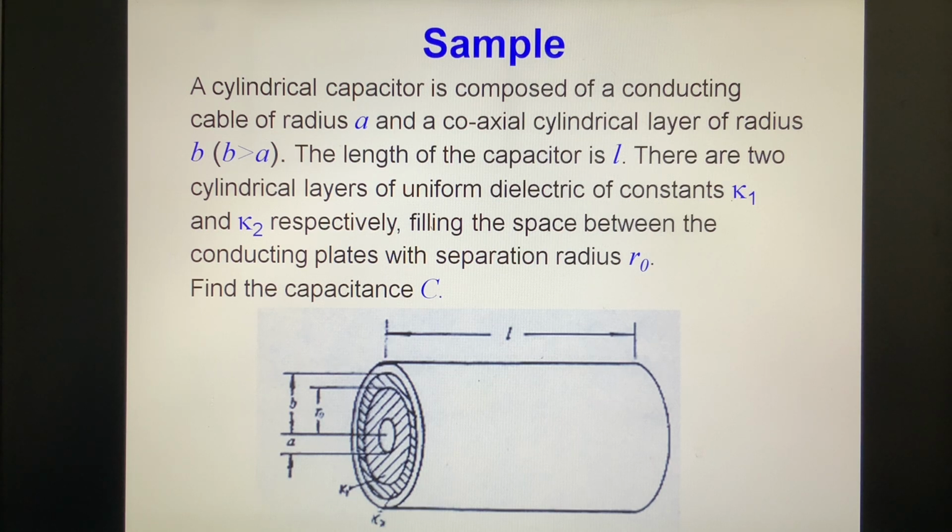Well, we do the same way. First, we assume the charge Q, positive and negative. And then we find the E. And then from E, we find the V. Once we have V and we have Q, we get C.